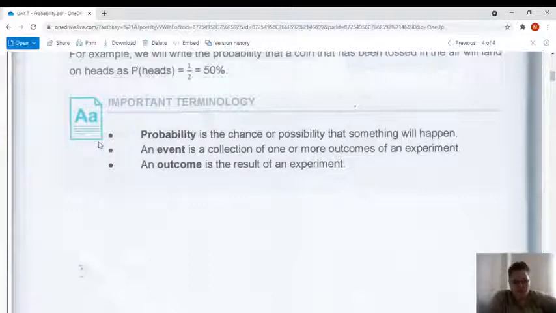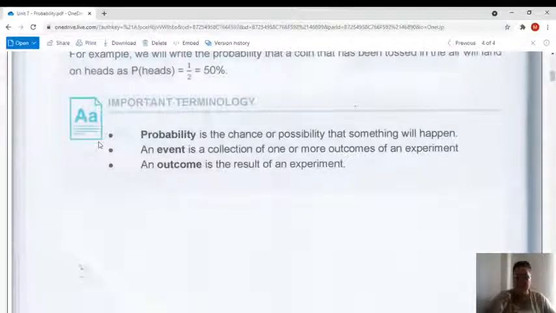Important terminology, which I want you to please write down in your books. Probability is the chance or possibility that something will happen. Okay? Probability is the chance or possibility that something will happen. So, in general conversation, someone will tell you, oh, you know what, I'm getting $10,000 tomorrow. And the person listening will say, ach man, what's the chance of that happening? That is probability.